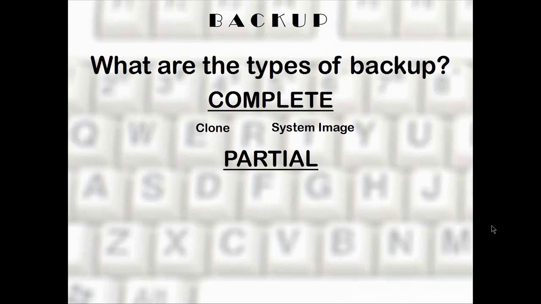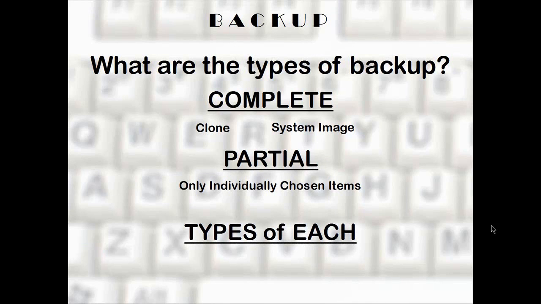And we have partial backups, and these are backups of only the individually chosen items, and they can be your individual data, the operating system, registry, drivers, a variety of things can be backed up individually. And the types, you have incremental. An incremental means it's keeping a copy only of what has changed since the last backup. And then you can have a differential, which is a complete backup of everything new and old.